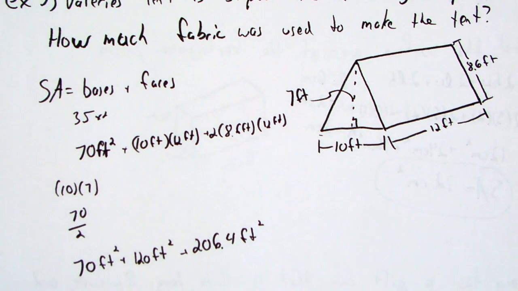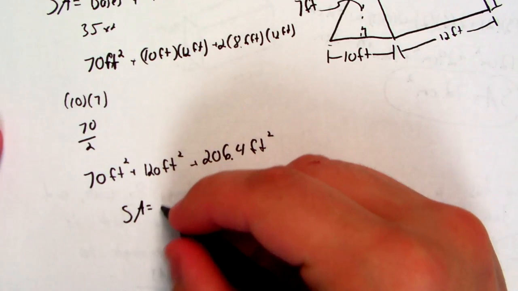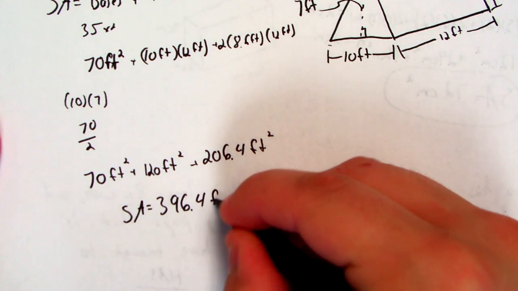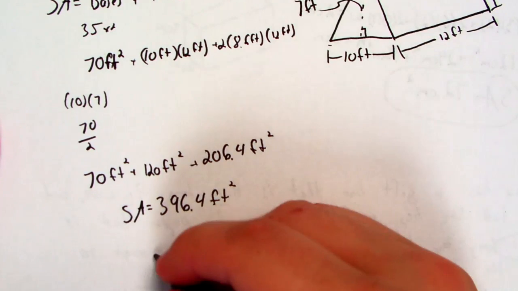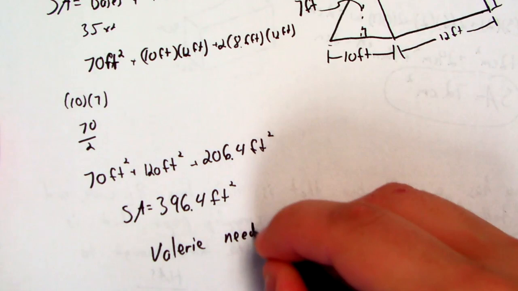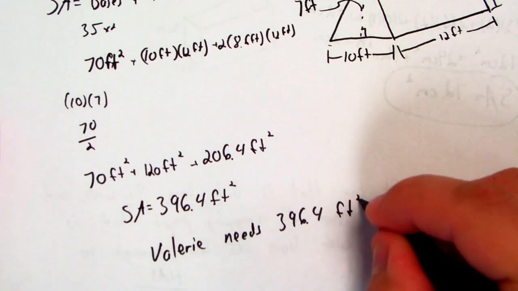Adding everything together, the 70 plus 120 plus the 206.4, the surface area is going to be 396.4 square feet. So that is how much fabric Valerie will need. So Valerie needs 396.4 square feet of fabric.